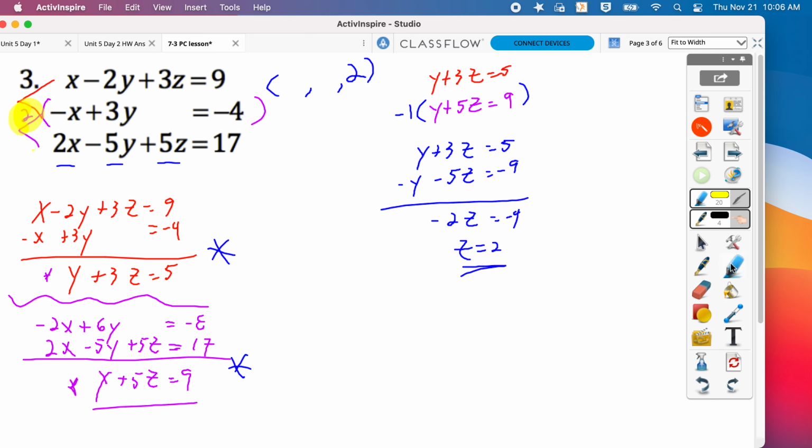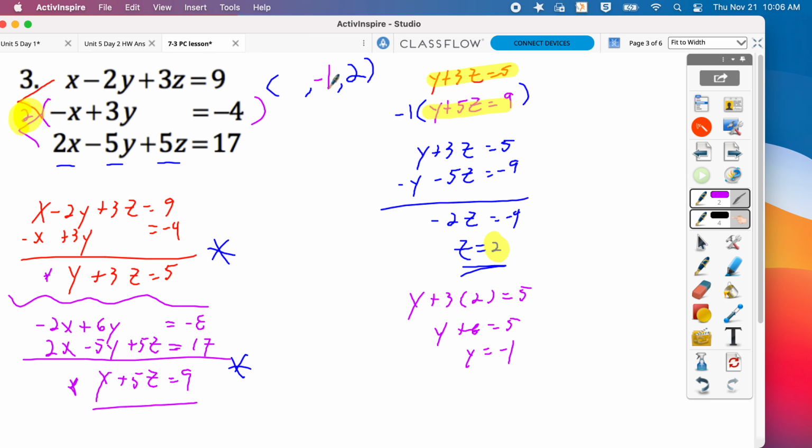Now we're going to go back like the first problems that we did. In one of these two equations highlighted in yellow, we're going to plug z equal to 2, and we're going to find y. So I'm going to pick the top one because my numbers are smaller, but it doesn't matter which one you pick. So I'm going to go y plus 3 times 2 equals 5. y plus 6 equals 5. y equals negative 1.